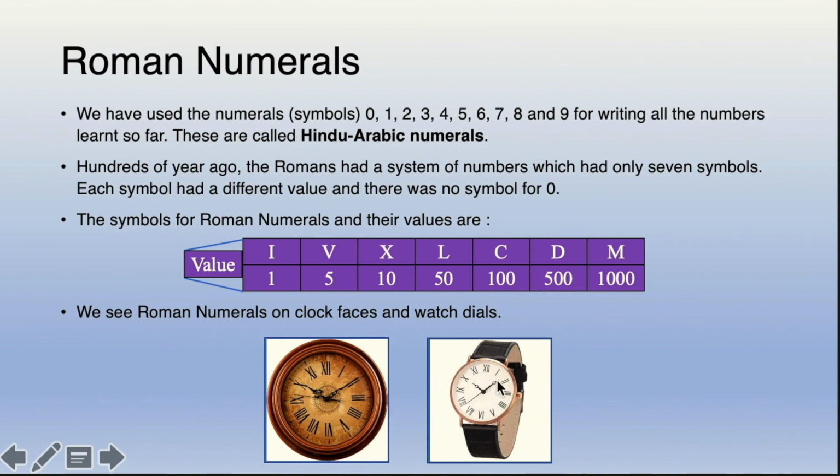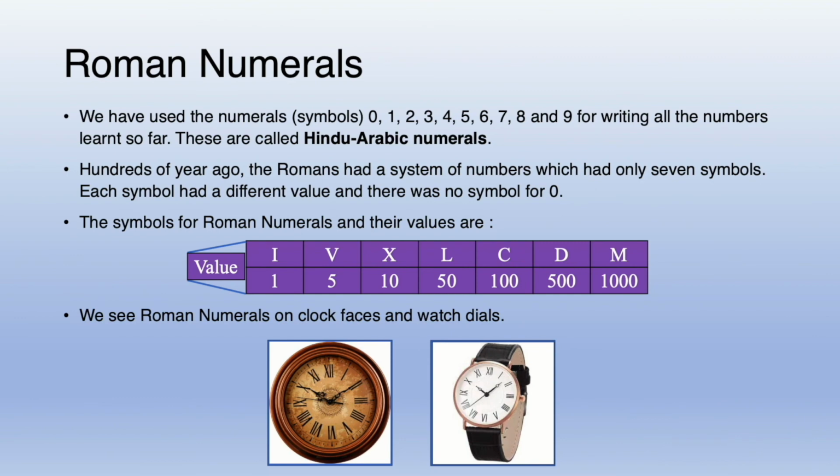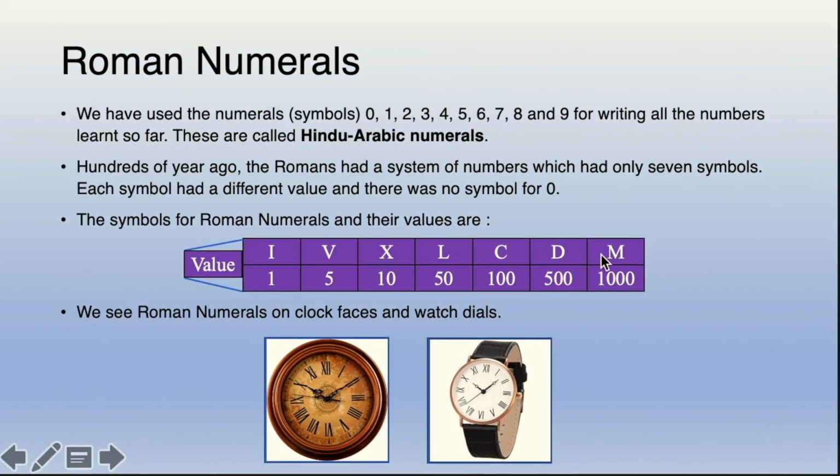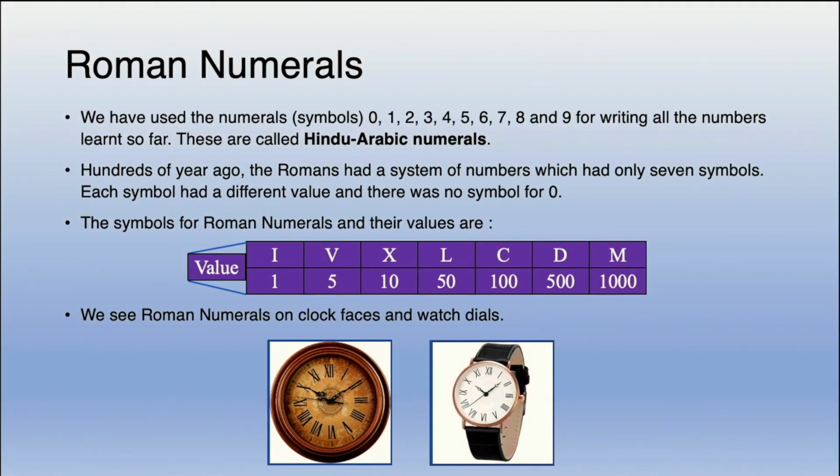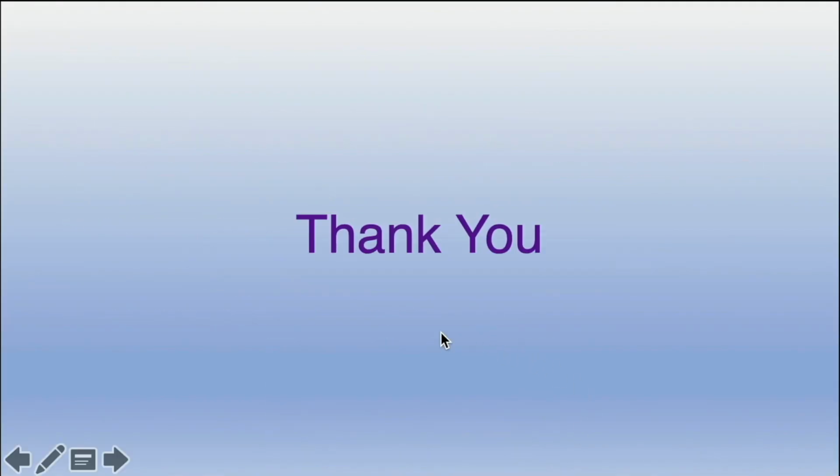So over here at the place of number 1 we have the letter I, and over here at the place of number 10 we have X. So all the Roman numerals are formed using these 7 basic symbols only. So with this we come to the end of the PPT.